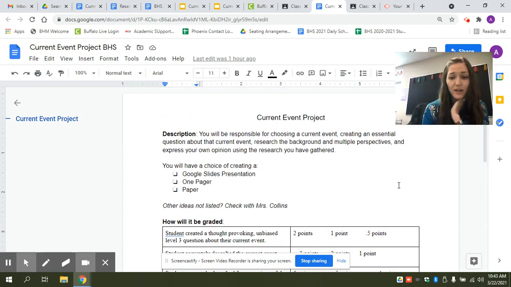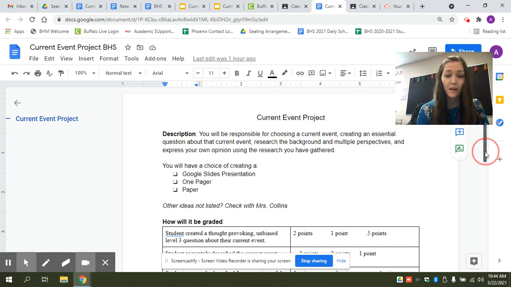Okay, so you're going to be responsible for filling out the research notes for this project, and those research notes will help you choose a current event, create an essential question about that current event, research the background from two different perspectives, and then use that research to influence your own opinion and express that own opinion.